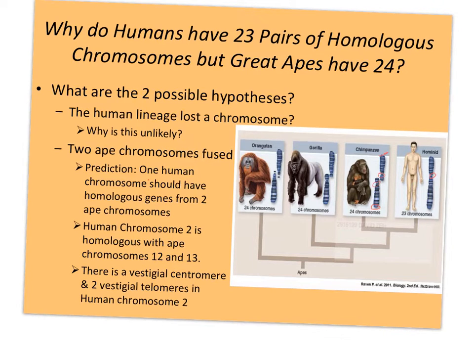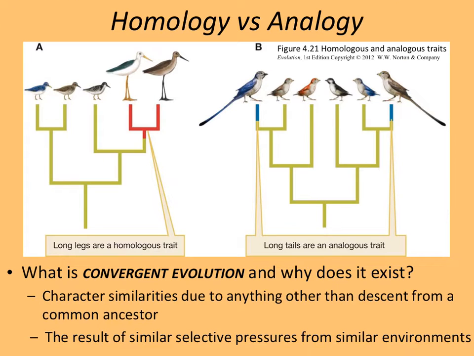But this is what we actually see. Okay. Now, I was talking about homology. So homology are shared traits inherited from common ancestors. Okay? Analogy, or analogous traits, are traits that look like they might be inherited from a common ancestor, but aren't. They're actually newly derived traits. Okay, so this is a good example.